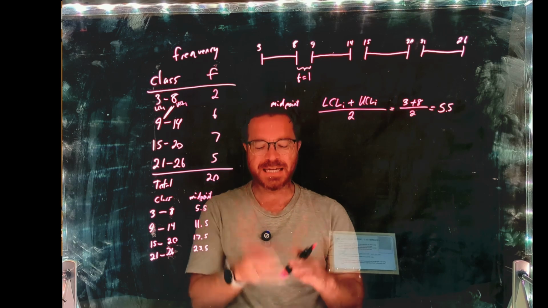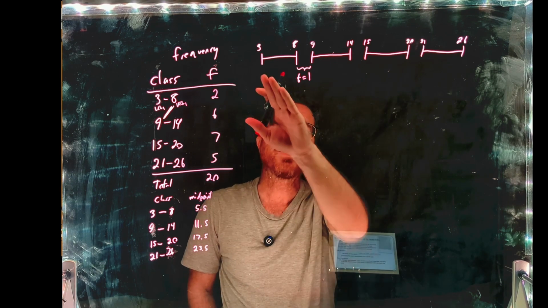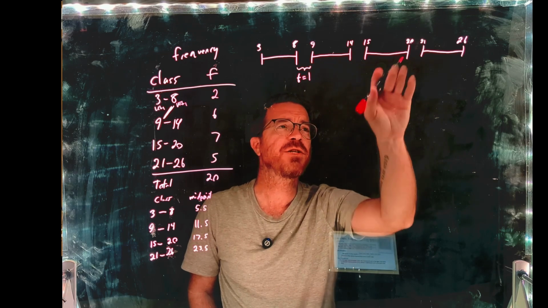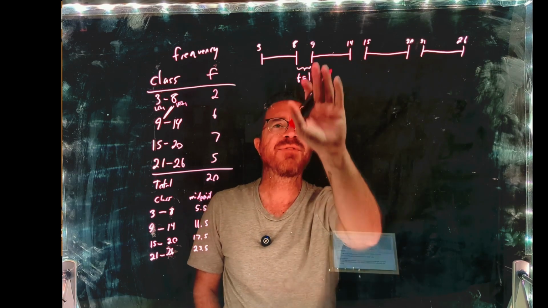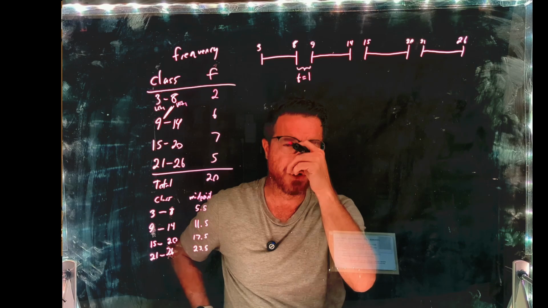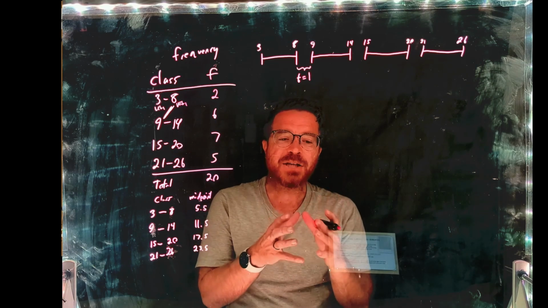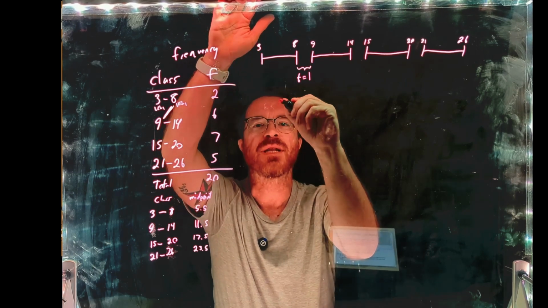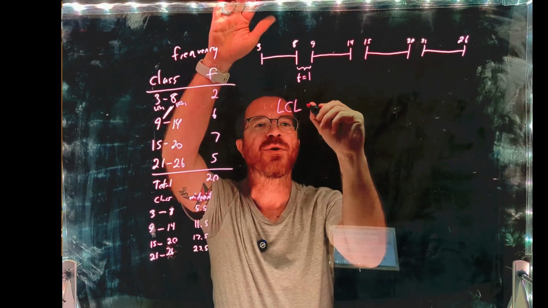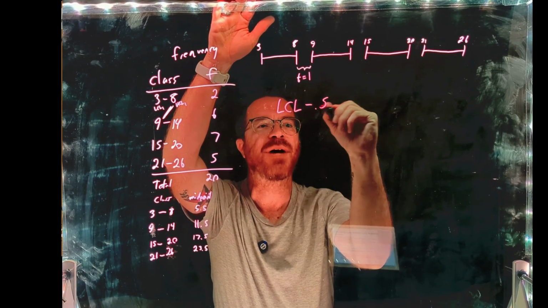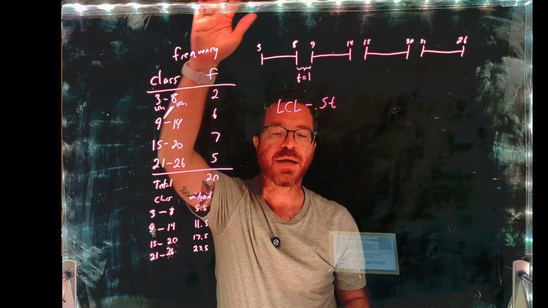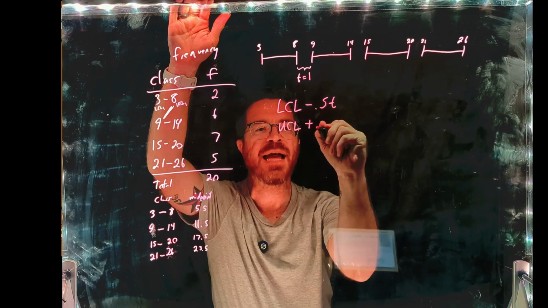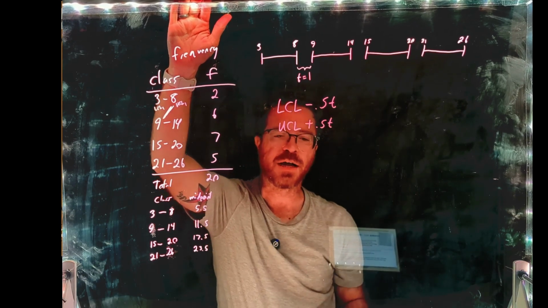Okay, so now let's talk about our class boundaries. Looking at our data, we go from 3 to 8, 9 to 14, 15 to 20, 21 to 26. And we've got these gaps, or our tolerance of 1. To create your class boundaries, we're going to take our lower class limits and subtract 0.5 times our tolerance, and we're going to take our upper class limits and add 0.5 of our tolerance.